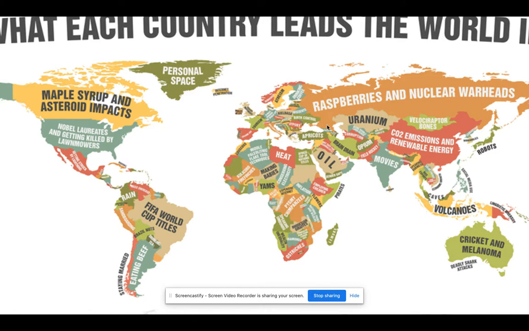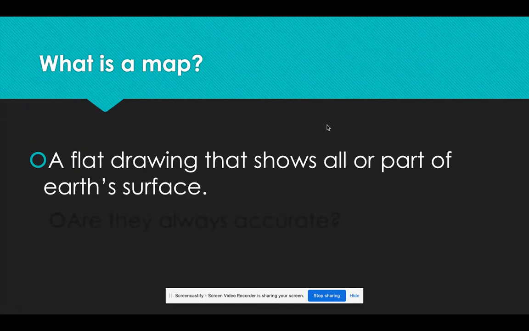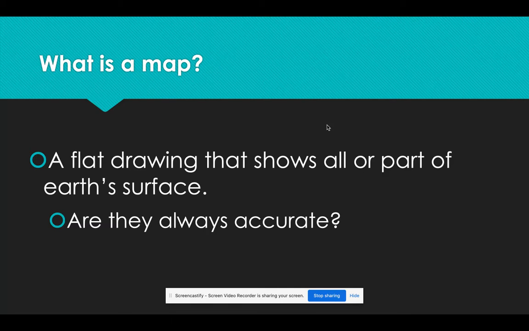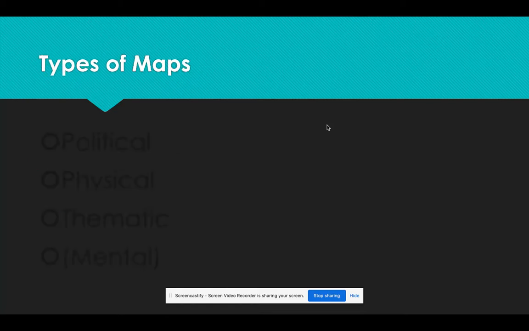But we're going to see different kinds of maps, and some are obviously more useful than others. What is a map? It's a flat drawing that shows all or part of the Earth's surface. And are they always accurate? No, but that's too bad because it's a lot easier to fold up a map and be able to use that than to carry around a round globe with us everywhere we go, because globes are just too big and bulky and they're too far zoomed out. So maps do have their imperfections, but that's just something that we learn to deal with.